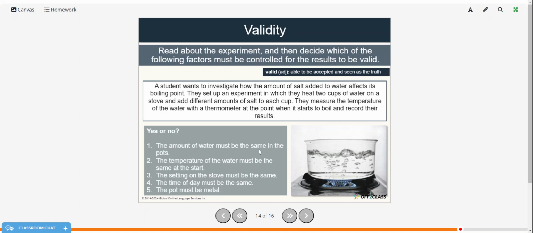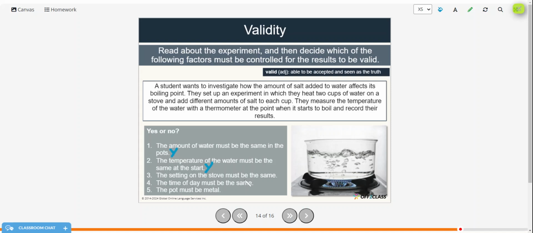So the amount of water must be the same in the pots. Well, that would be yes, because a smaller amount of water is probably going to boil faster than a larger amount of water. The temperature of the water must be the same at the start. Well, that would also be yes, because cold water will take longer to boil than hot water.